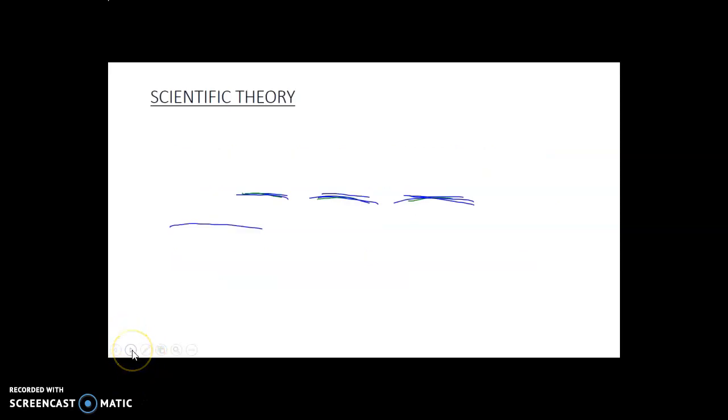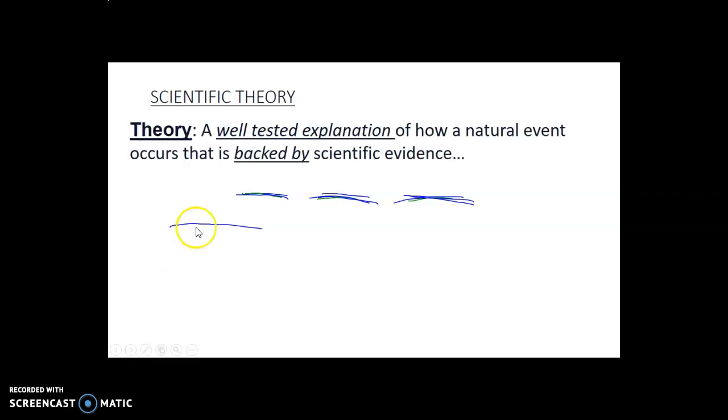All right, moving on to a scientific theory, and as you watched in the video, sometimes this word gets thrown around kind of carelessly and casually, but in science, a scientific theory is something that carries a whole lot of weight. Okay, it is a well-tested explanation, and this is how it differs from a law. It's an explanation of how a natural event occurs that is backed by mountains and mountains of scientific evidence.